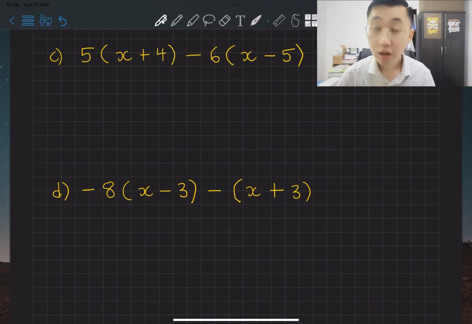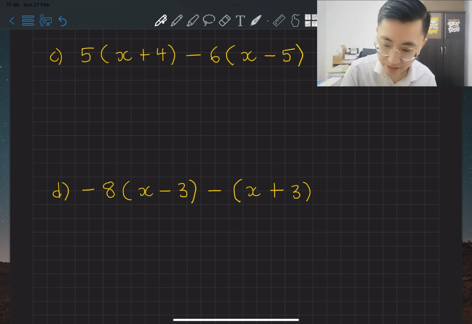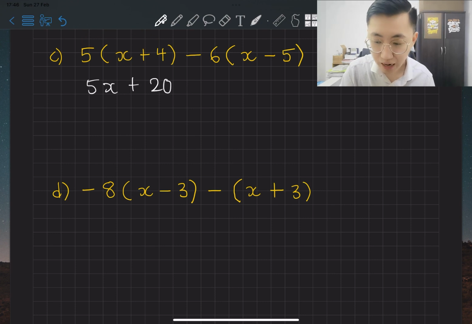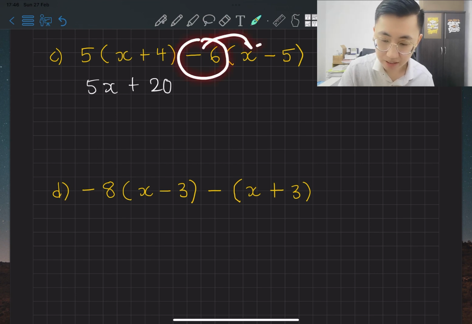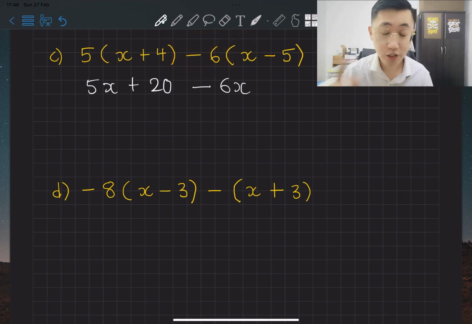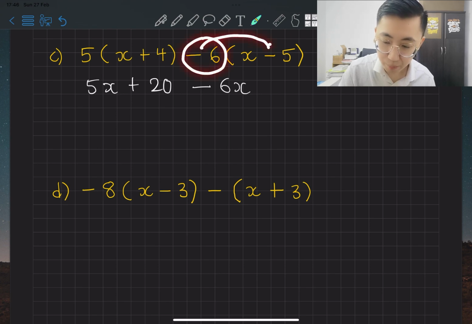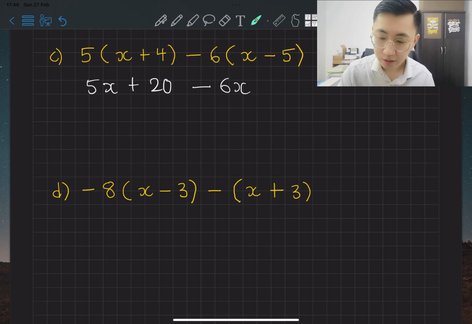Okay, last two. Question C. Let us expand, which means you multiply inside: 5 times x, 5 times 4. You get 5x plus 20. Expand one more time. Multiply in the bracket one more time. Careful, minus 6 times x will give you minus 6x. Now, here's the mistake that students usually make. You need to remember minus 6 multiplied with negative 5. That will give you plus 30.